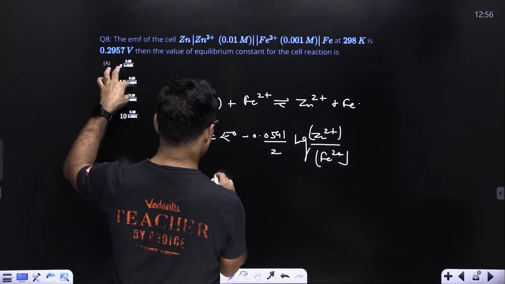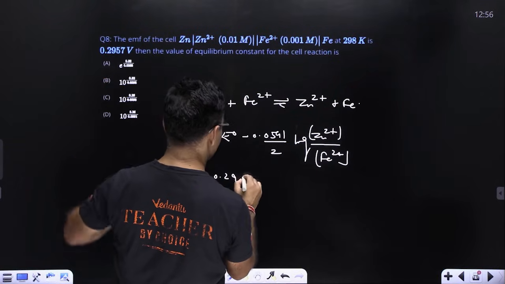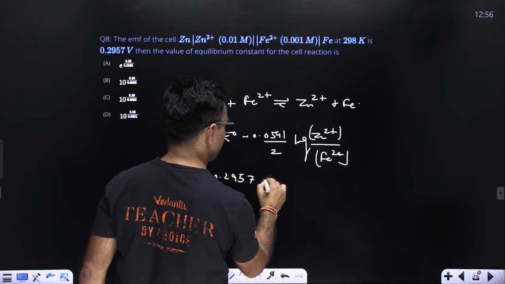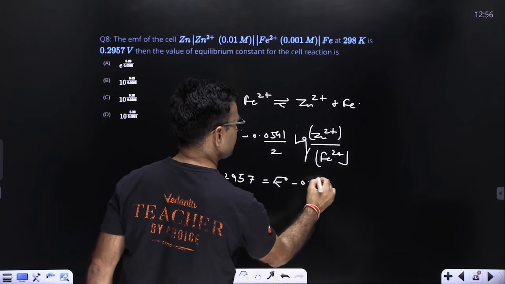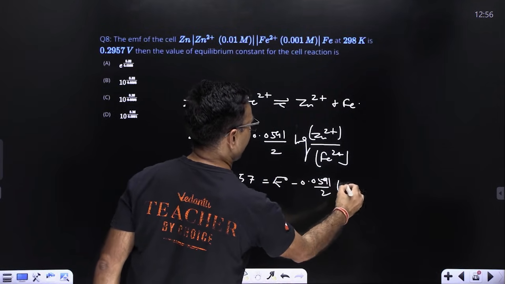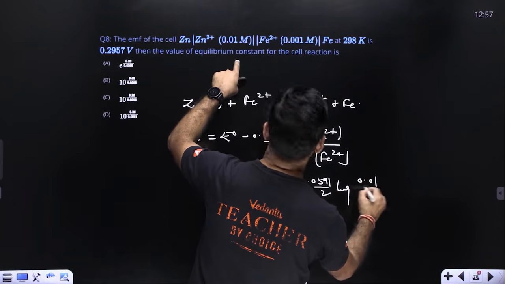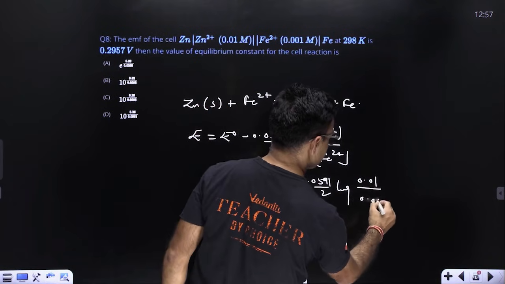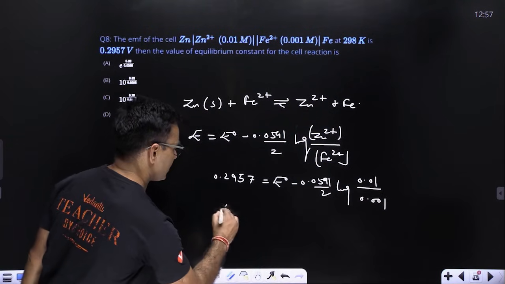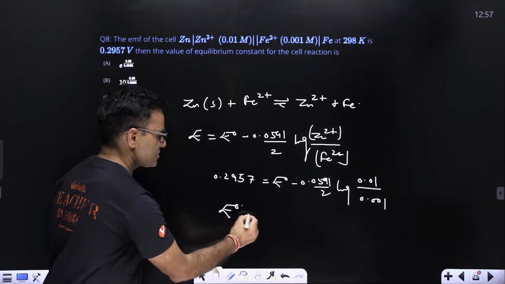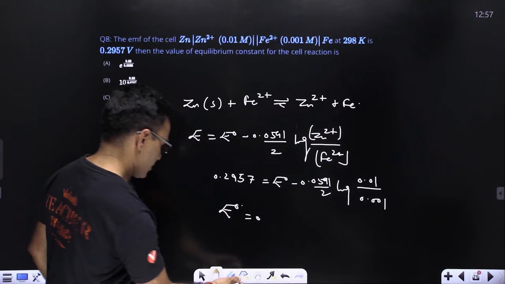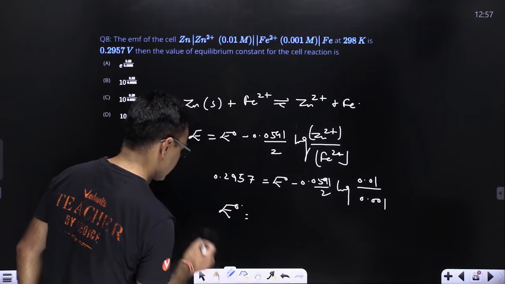Electromotive force is given, 0.2957, and that is equal to E naught minus 0.0591 upon 2 log. Concentrations are also given. Zinc ion is given as 0.01 and iron is given as 0.001. With the help of this I can calculate the value of E naught, right? So I got the E naught of this cell. E naught is not 0 exactly. We have calculated E naught.